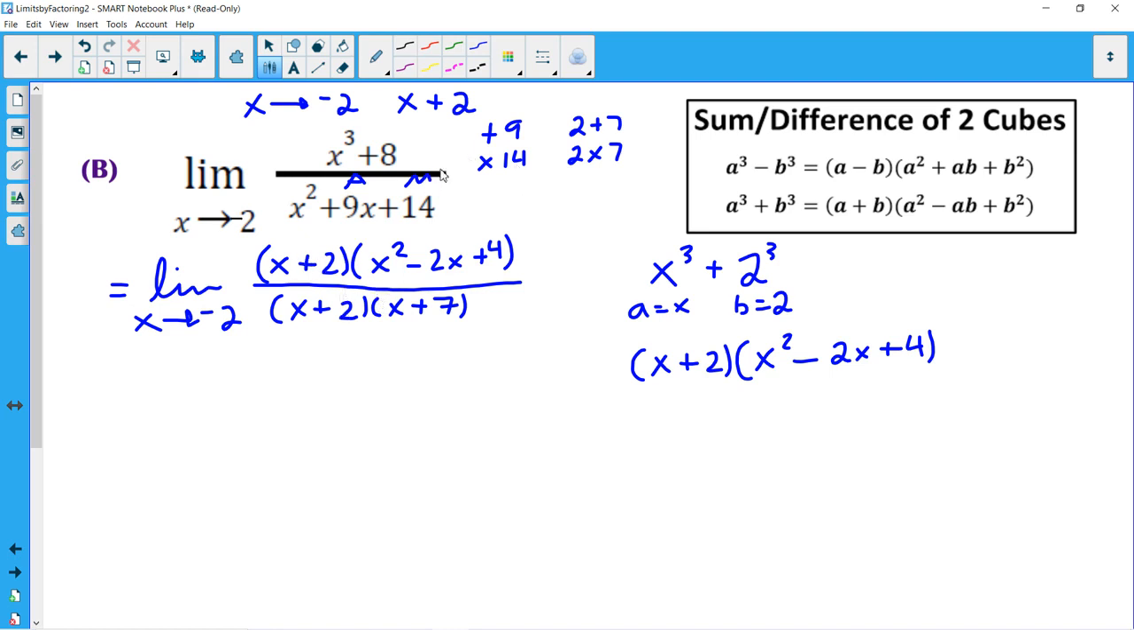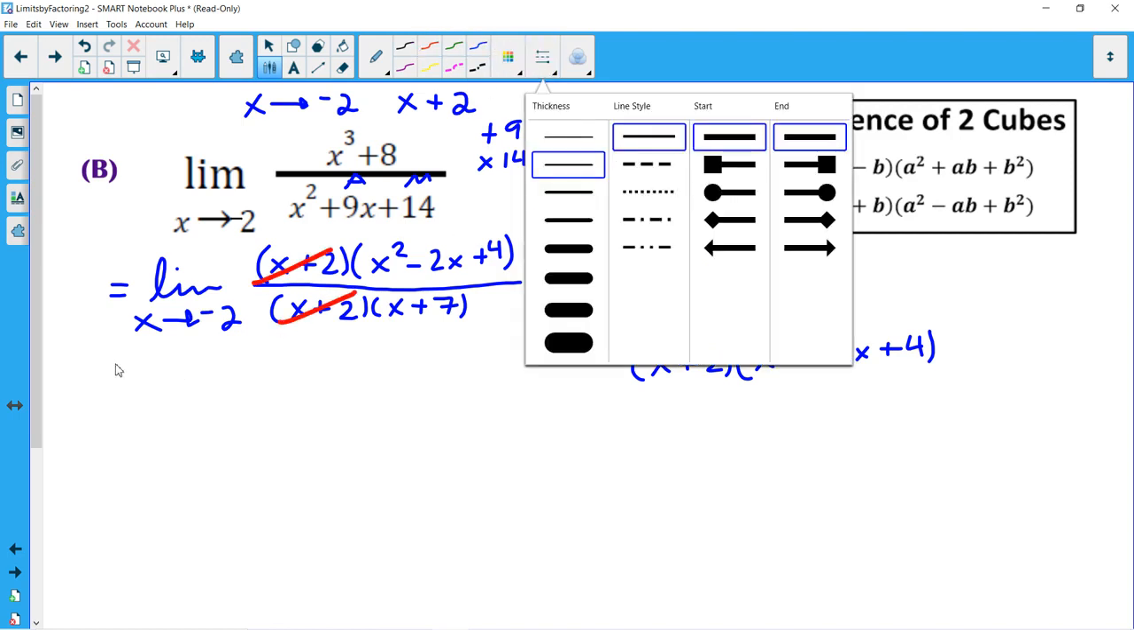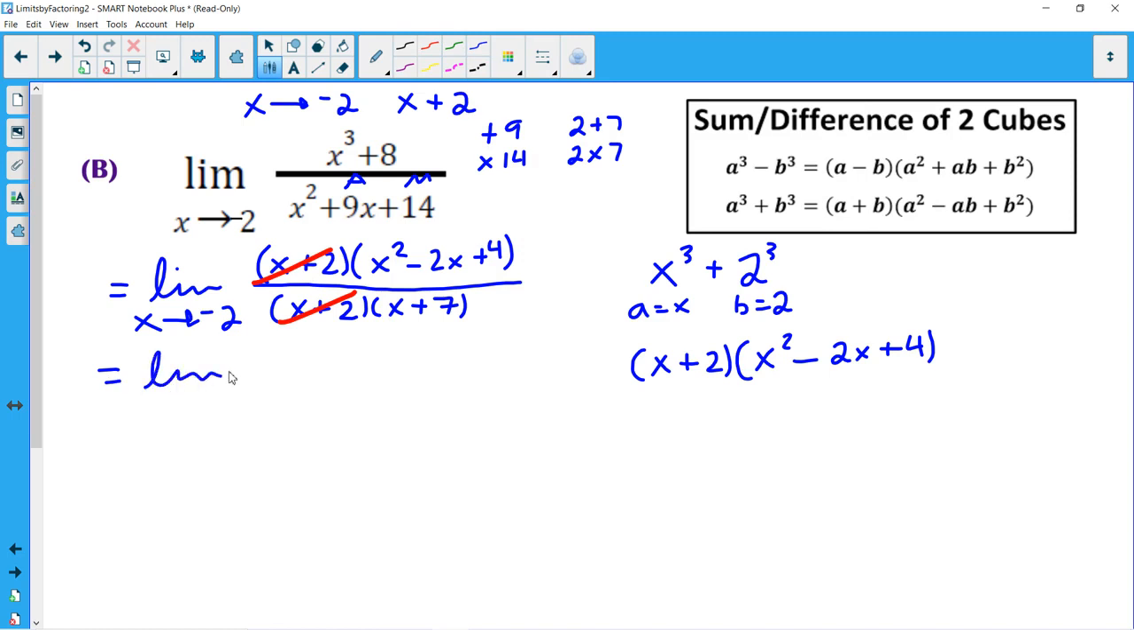And again, I didn't check indeterminate form here, guys, just for the sake of making these videos a little bit shorter. But you should always check if you're on an assessment to make sure it is indeed indeterminate form. That way you know where to go with it, all right? So let's go ahead and we'll cancel out this x plus 2. And then we'll go back and rewrite the limit as x goes to negative 2. And then I got my x squared minus 2x plus 4. And I got my x plus 7.